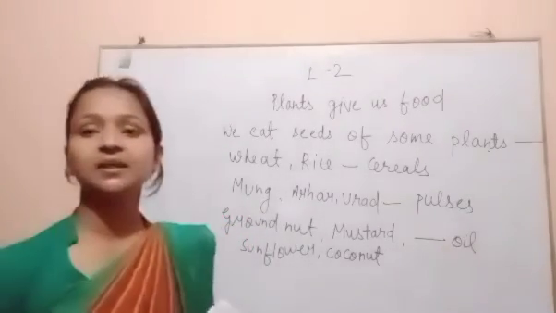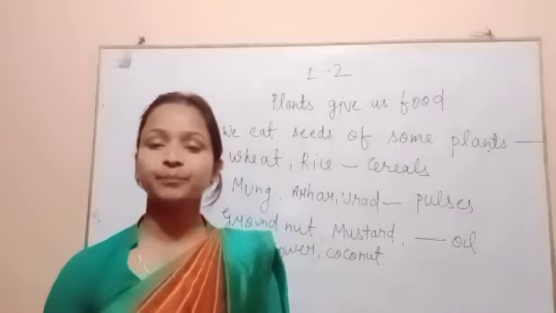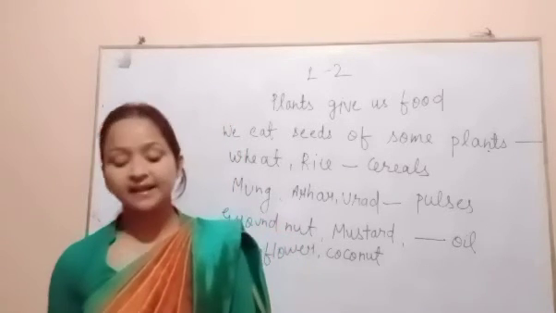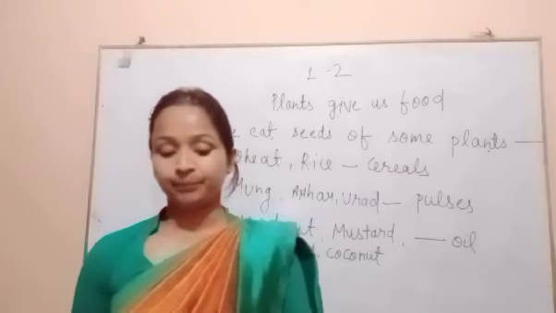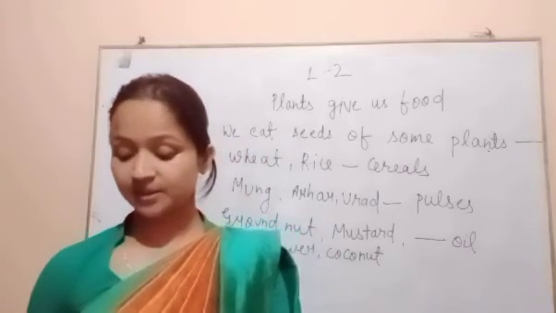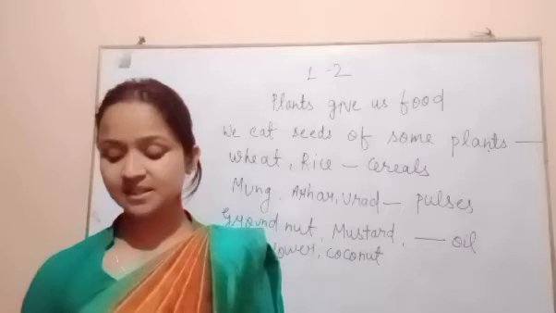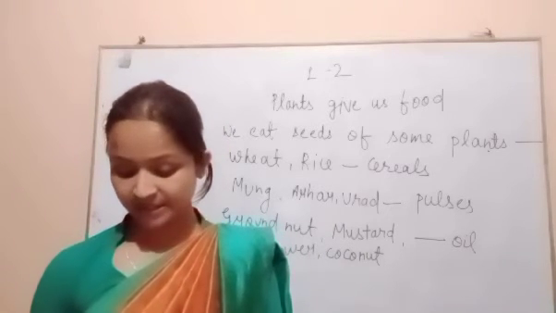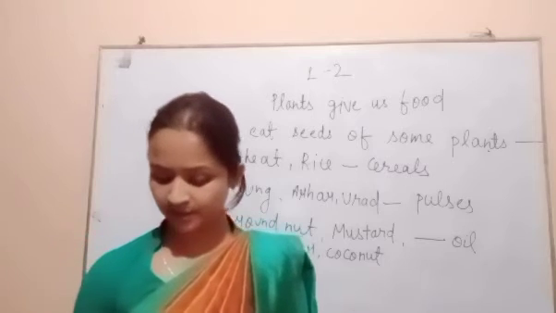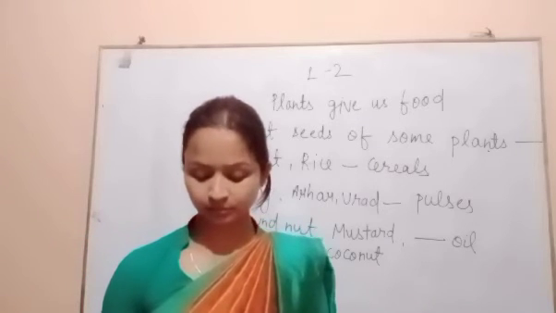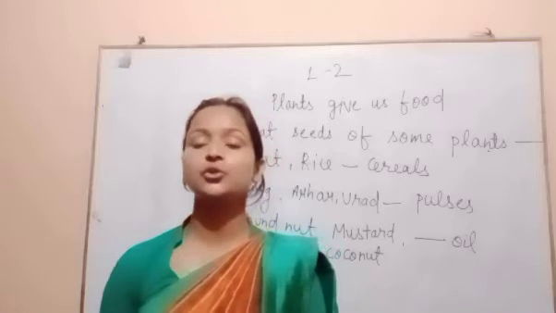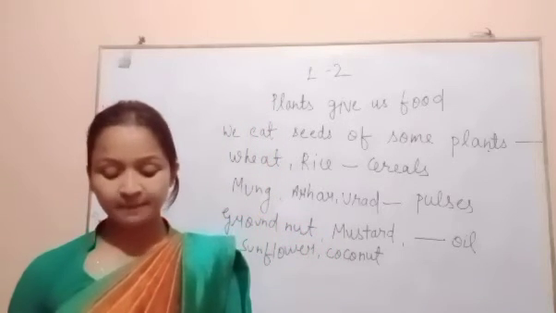So first you read this chapter, and then you have to draw the diagram of 3 pulses: moong, arhar and urad. Then you will draw the diagram of the sunflower plant.